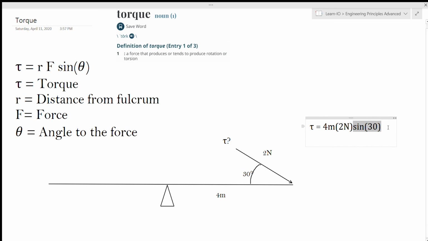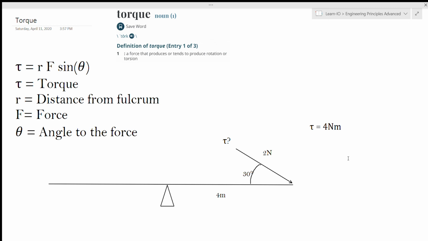So we know from pre-calculus we learned the unit circle, and we basically memorize that sine of 30 is equal to 1/2, which is the same as 0.5. So then using that we can simplify down again. 2 newtons times 0.5 is just 1 newton, which gives us a torque of 4 meters times 1 newton, giving us 4 newton meters. Oh, don't capitalize that, meters. And that's the torque that is ultimately being applied to this lever.